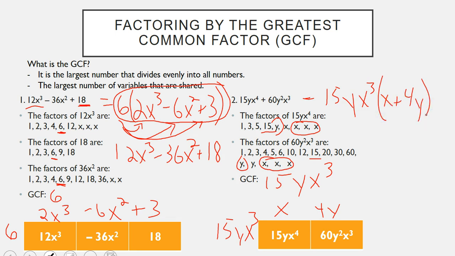Then you can go backwards. If you want to redistribute to check your answer and make sure this is right: when I multiply x cubed by x, I get x to the fourth, which you have right there. So you'll get 15y x to the fourth, and then 15y x cubed times 4y is your 60y squared x to the third. So that takes care of factoring by the GCF.